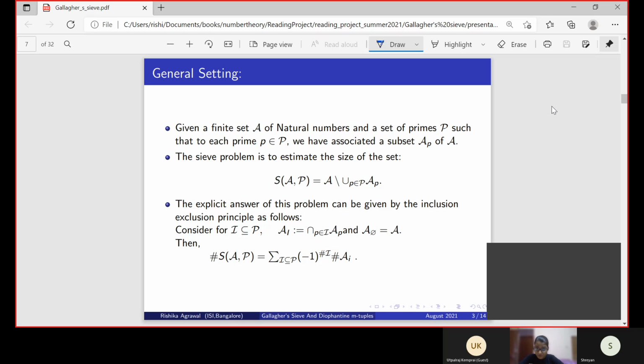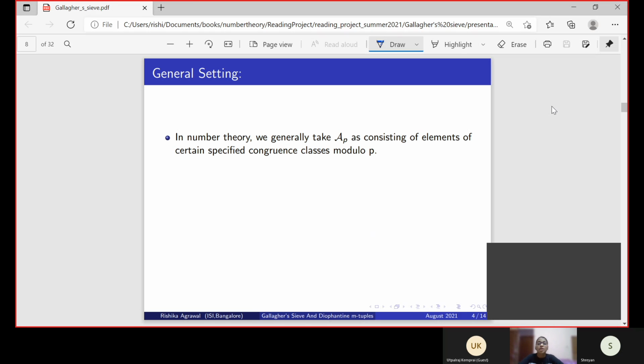Okay, in that case, moving further, for the sake of number theory, we generally take A_P as a set consisting of elements of certain specified congruence classes modulo P. Because what we really want is to study the image of a set modulo P, study its properties, and then project it back to set A to study the properties of A. Now we'll consider a simple example just to understand this setting.